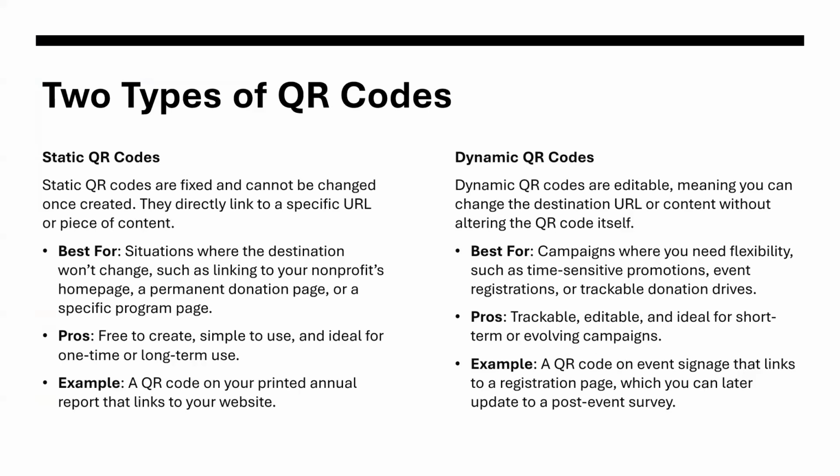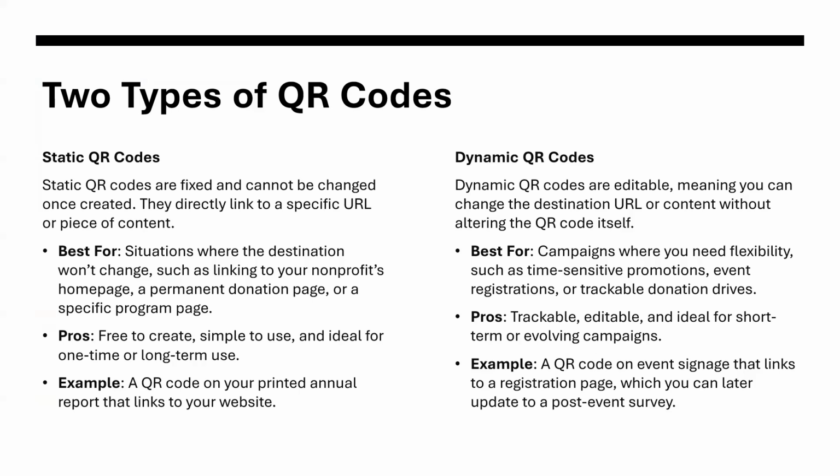There are two types of QR codes. First, there's the static QR codes. Static codes are fixed and cannot be changed once created. They directly link to a specific URL, that's a domain name, or a piece of content. And they're best for situations where the destination won't change. For example, your website URL.